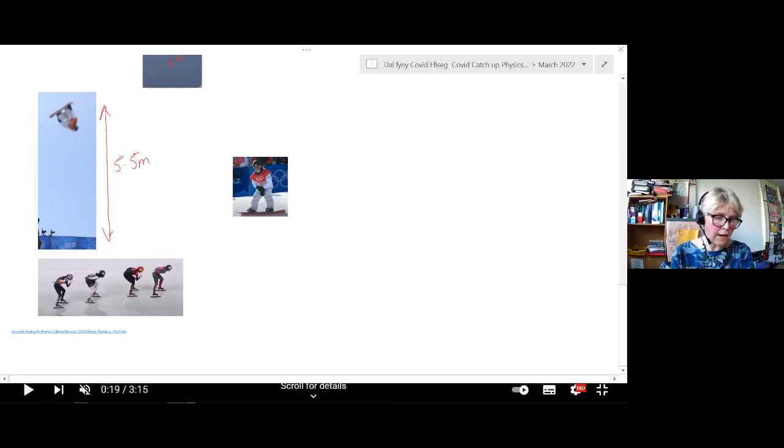Now, I don't know how high the classrooms are where you go, but ours here are 2.5 meters, and that's a standard classroom. So that is over twice the height of your classroom. It's pretty remarkable what he manages to achieve.